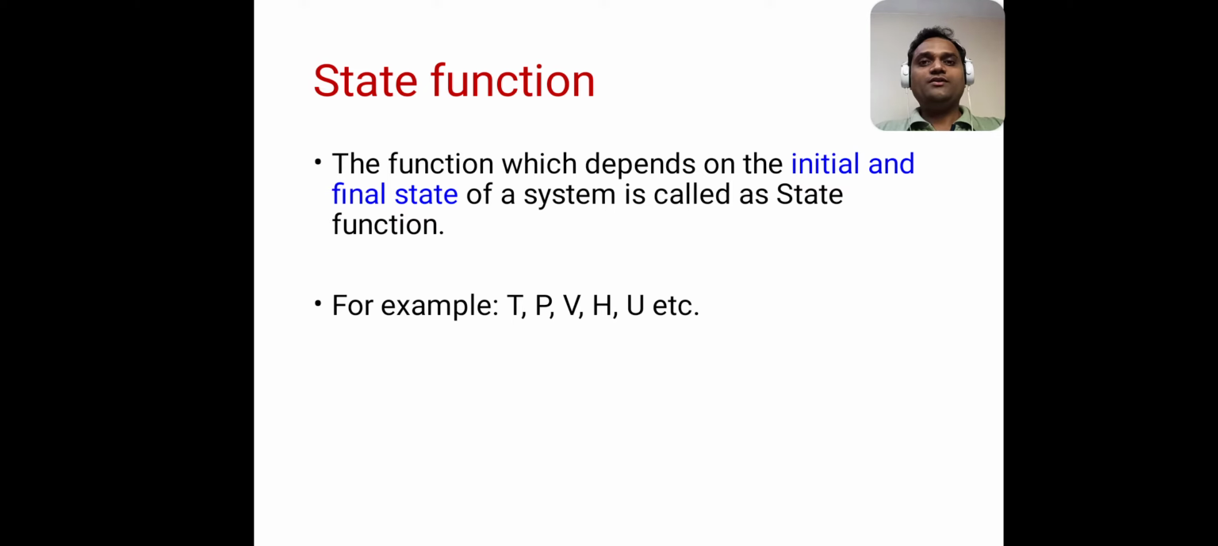Let us start with the definition of state function. The function which depends on the initial and final state of a system is called a state function. For example, temperature, pressure, volume, enthalpy, internal energy, etc. All these are state functions. It means that all these functions depend on the initial state and final state of a system, and they are independent of the path followed. So all these are state functions.